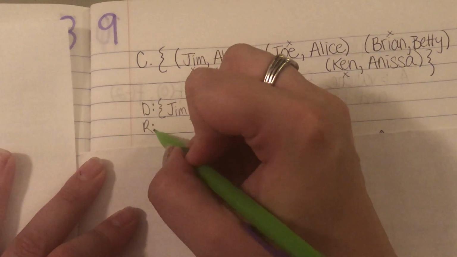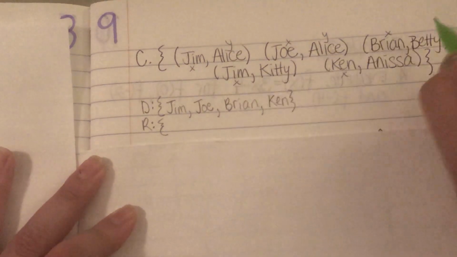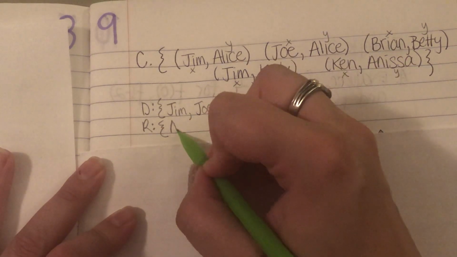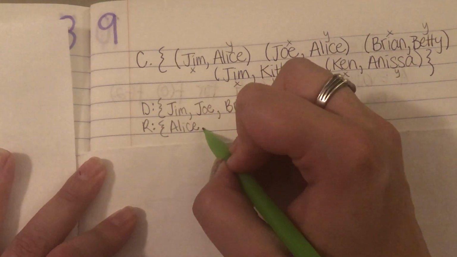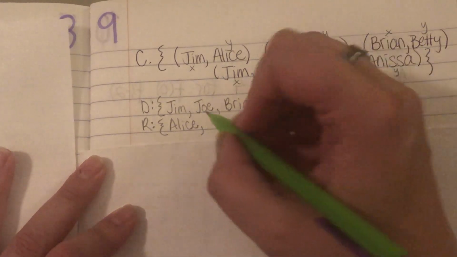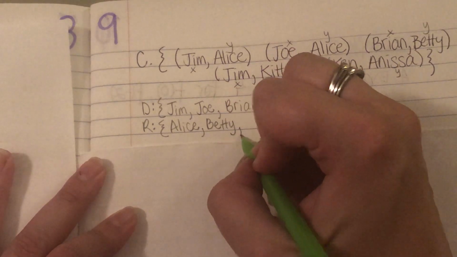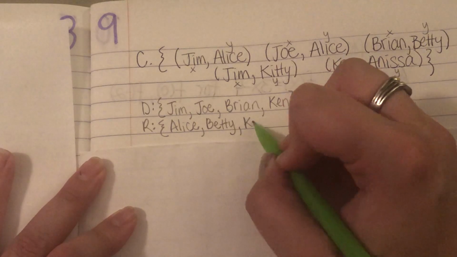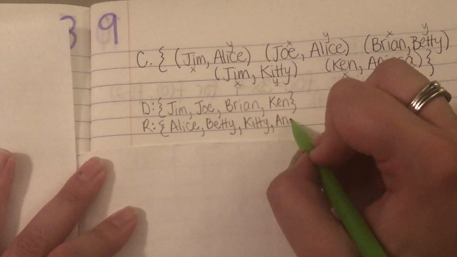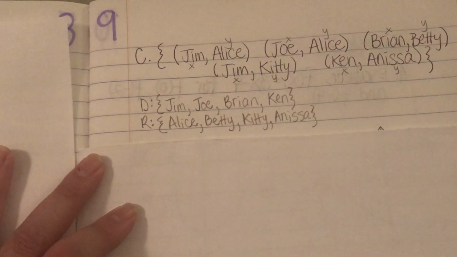Range. I would come in with my Y's. Alice. Alice again. That's okay. I just don't have to write it. If it repeats, just don't write it. Betty. Kitty. And Nisa. All right, so there's my domain and range.